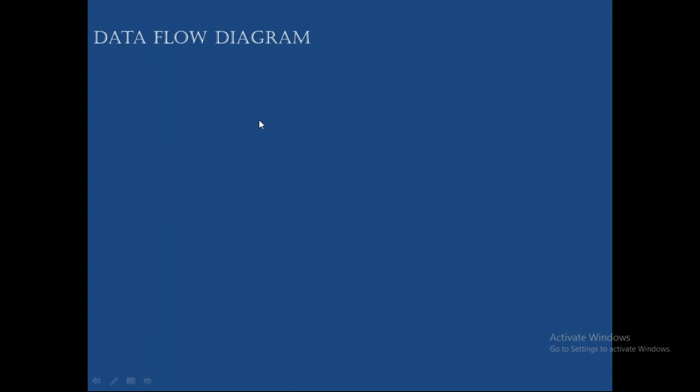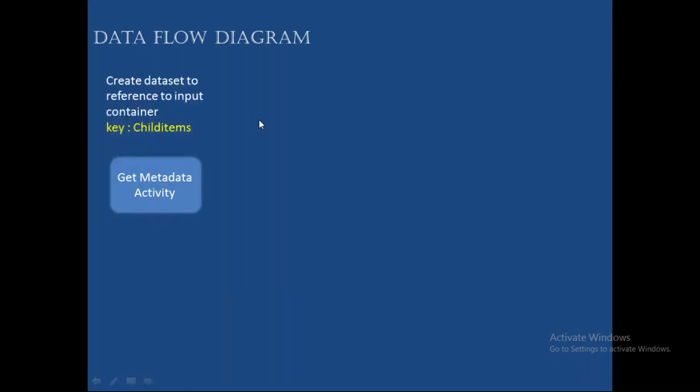What I am going to implement, for the first time, is the dynamic copy activity. We need to implement a pipeline which will copy the files based on the file names. How we will do it is, first I will use something called the get metadata activity. For this get metadata activity, my input is a data set referencing the input container.